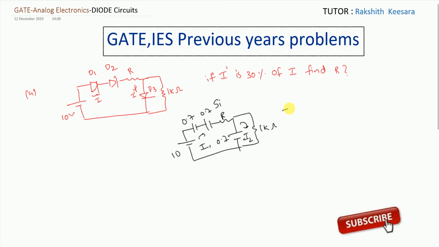What you will get? Minus 10 plus 1.4 plus IR plus 0.7 equal to 0. From this, IR equal to 7.9 volt. Next, applying here, minus 0.7 plus 1 kilo into I2 equal to 0. From this, I2 will be 0.7 milliampere.